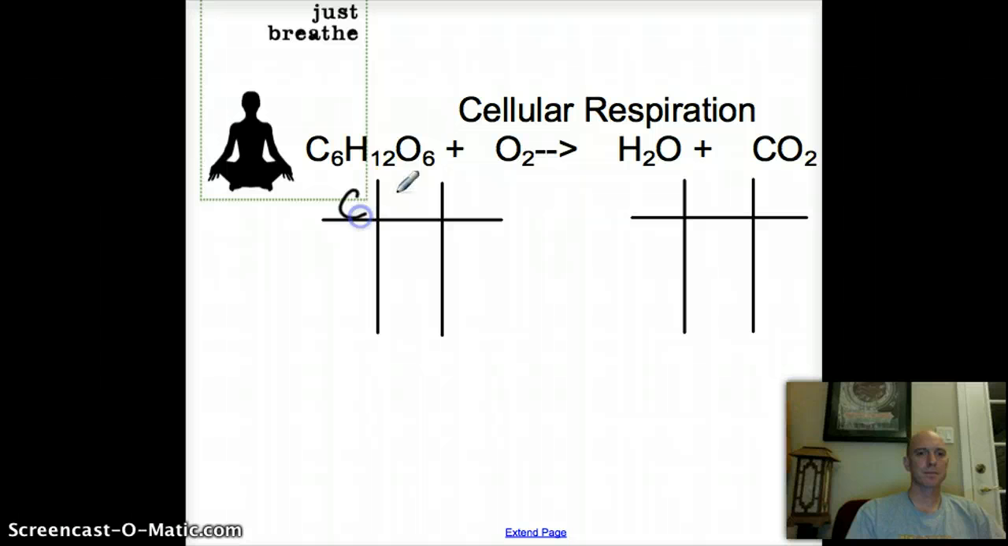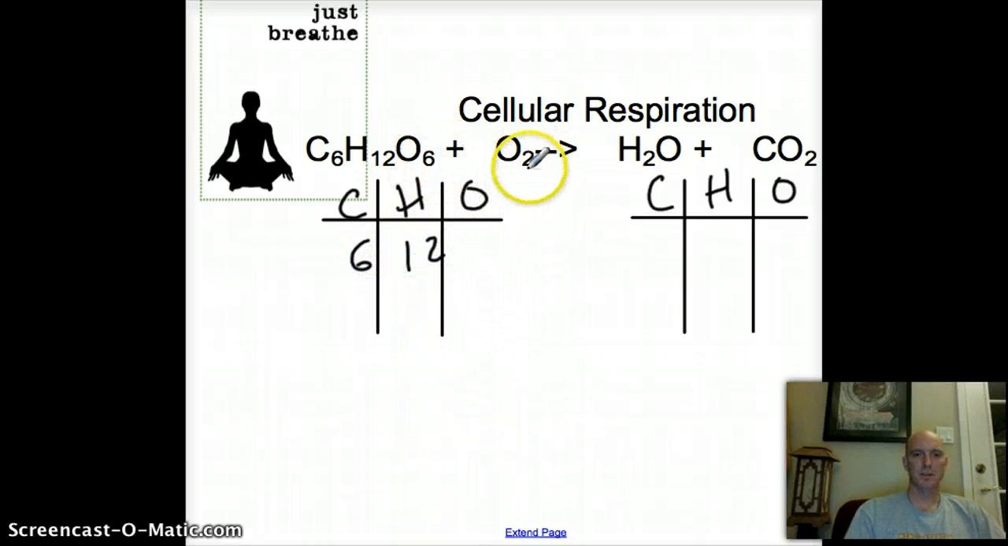Oops. C, H, O. That's all on the reactant side, so I must have the same thing over here, and I do. I'm going to count them up. 6, 12, 6 there, plus 2 there is a total of 8. Over here I got 1, 2, 3. Easy as 1, 2, 3. Alright, so I'm going to probably make a mistake here. That's okay. We just got to play with the numbers.